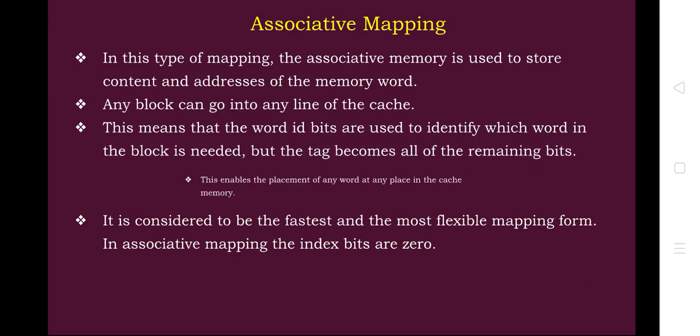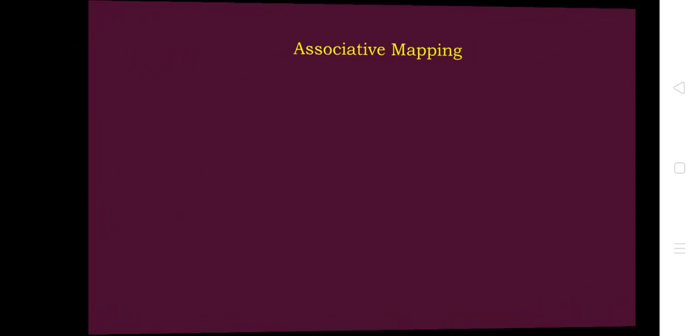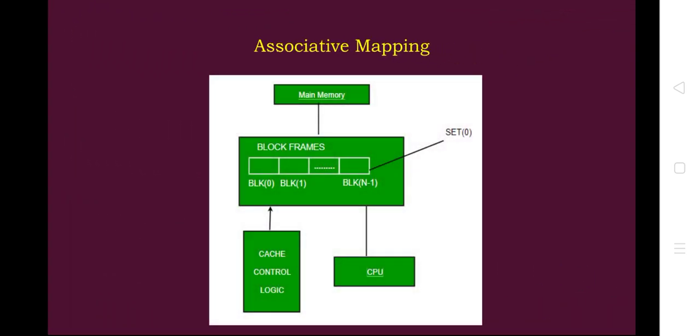Let us see the block diagram of how this associative mapping works. We can see here there is a main memory, the CPU, and the cache control unit. From the main memory we have the blocks of frames, and a block frame can be accessed by any line of the cache memory. That is the concept here. Every block has one set of data. When the cache memory gets the address from the main memory to access the data, it will pass the address line to access one block frame. That block may be any of the blocks inside the memory.